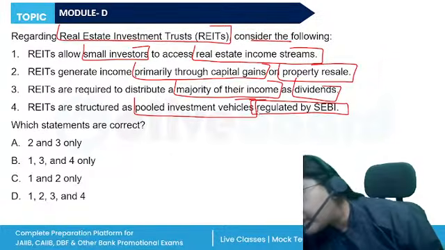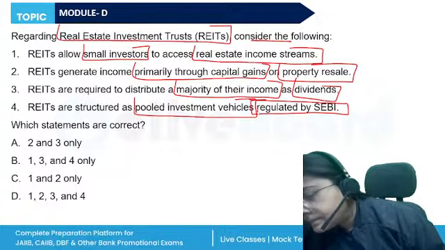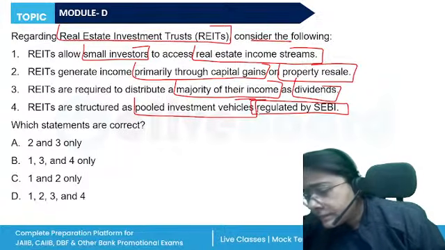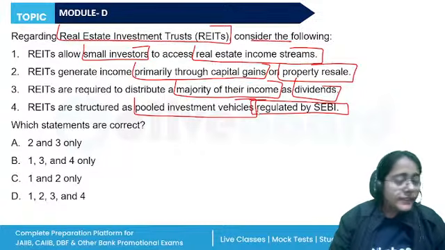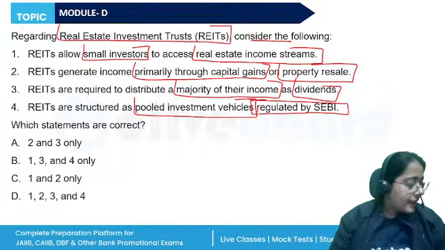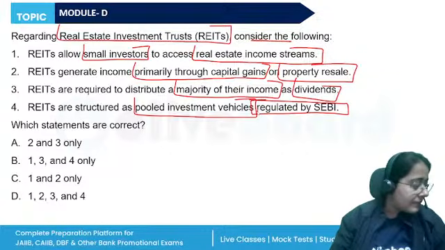Yes, what should be the correct answer? The first statement is correct, right? Investing in real estate is very expensive. I need crores to invest in land or a house today. But small investors can park their money.